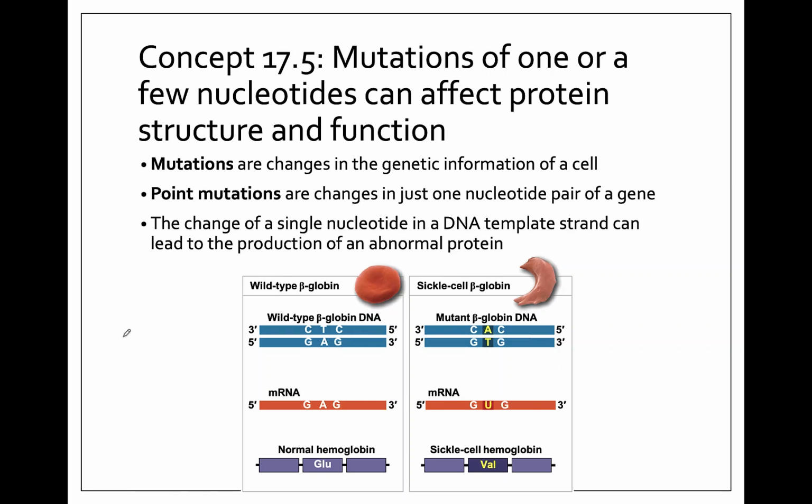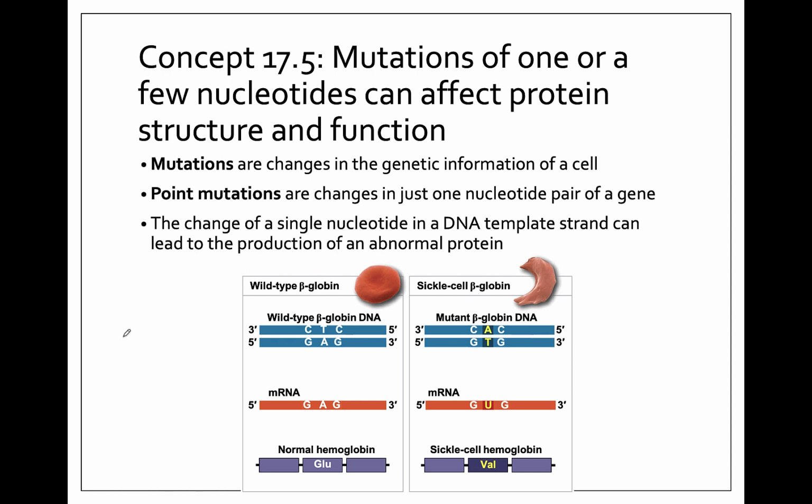So a mutation is a change in the genetic information. This is usually going to happen during DNA replication when there's a mistake that doesn't get caught in the proofreading of the DNA. These can be good, they can be bad, they can be completely inconsequential. However, a mutation can affect a protein, and so that's how it has an effect on an organism.